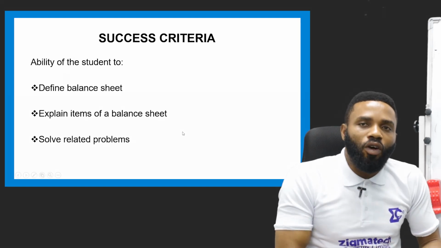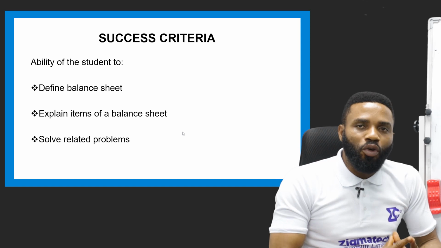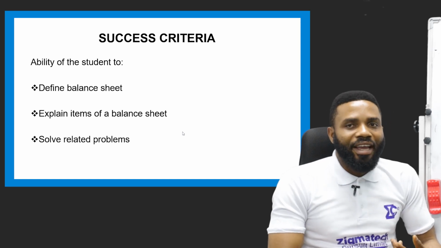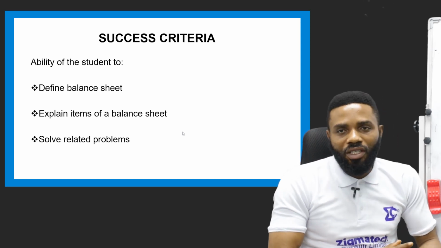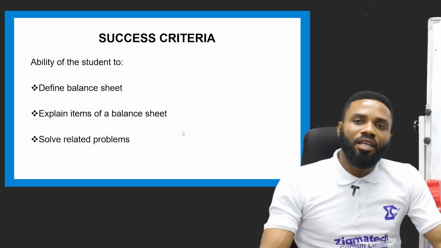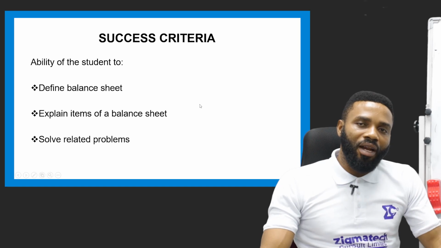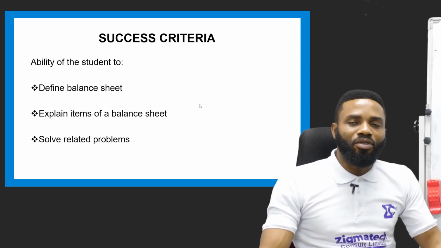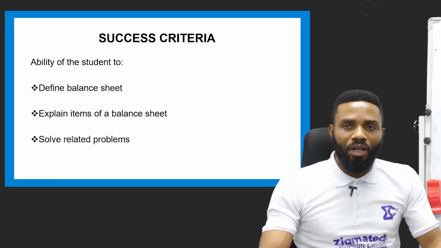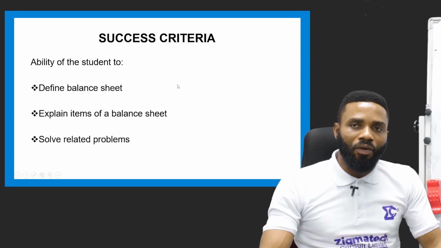Now, at the end of the lesson, students should be able to define balance sheet, explain the items of a balance sheet, and solve related problems. If at the end of our lesson, we are able to define balance sheet, explain items of the balance sheet, and solve related problems, that means we have achieved our objective.